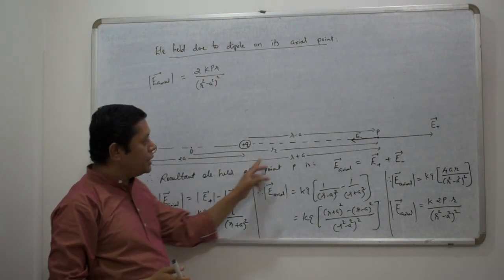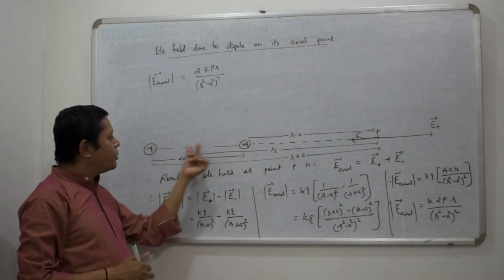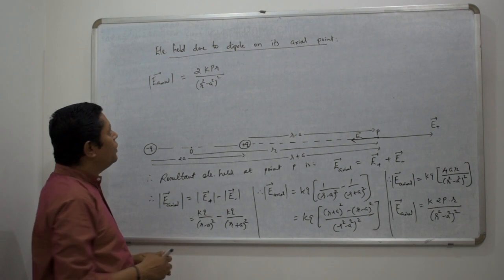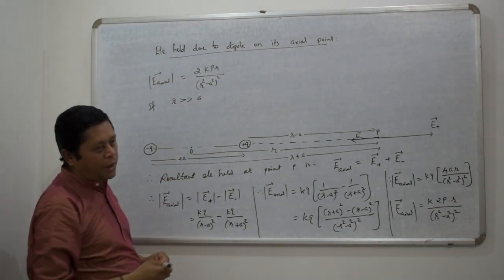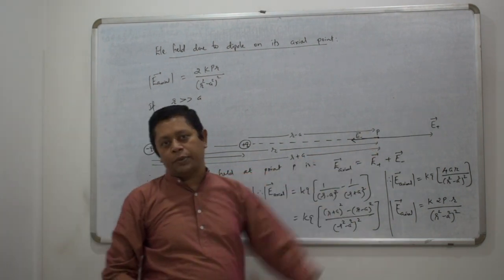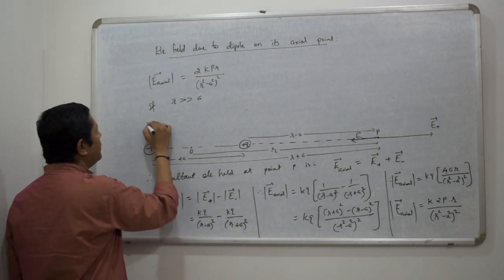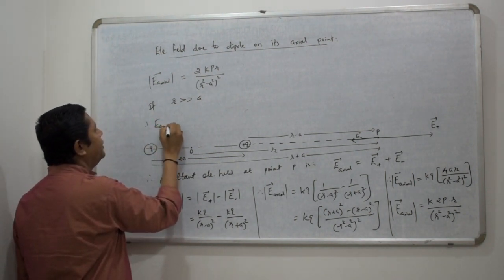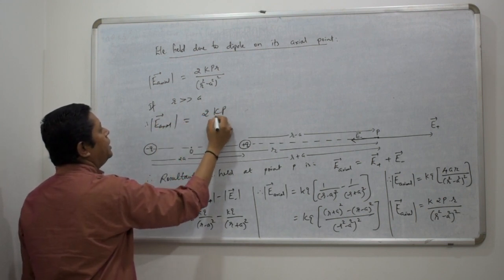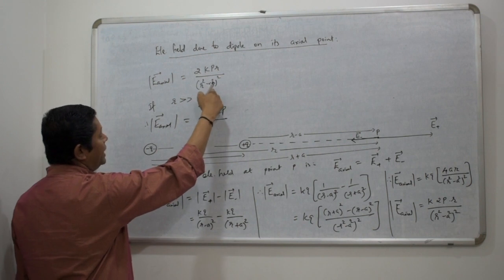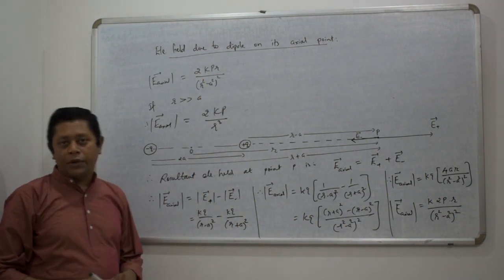Here r is the distance of point P from the center of dipole and a is the distance of each charge from the center of dipole. If this r is much larger compared to a, means that point P is far away from the dipole, and in that case you can neglect the value of a. You can write the axial electric field E axial that is equal to 2 kp upon, because when you neglect a, it is r raised to 4, 1 power will be cancelled, 2 kp by r cube.